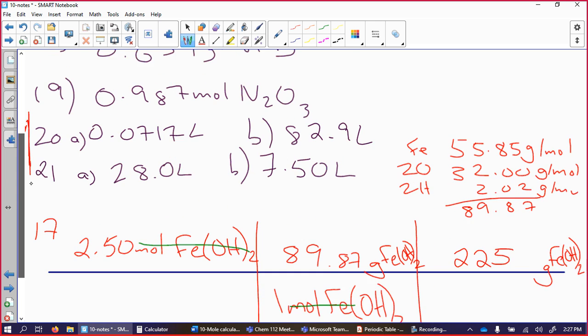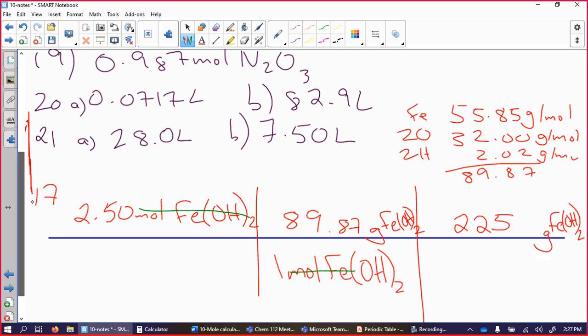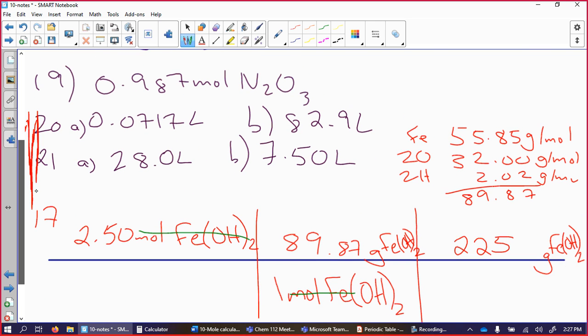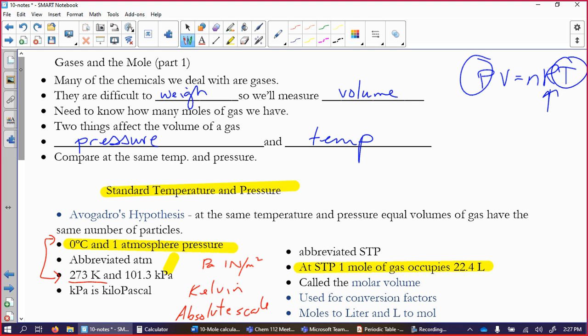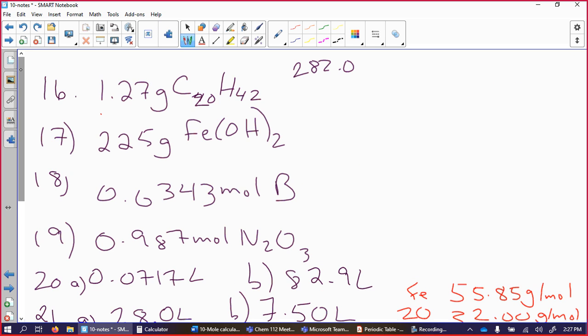17. I'm not sure. Whoa. What's going on there? But that's kind of where I was hoping to get to today. There is some other stuff in here which we'll come back to if we have time.